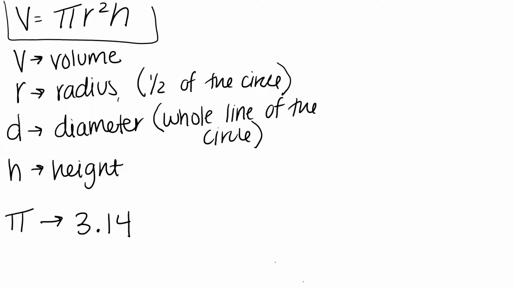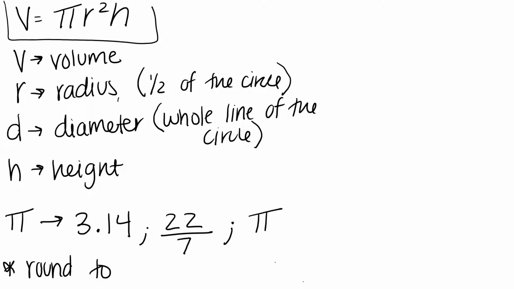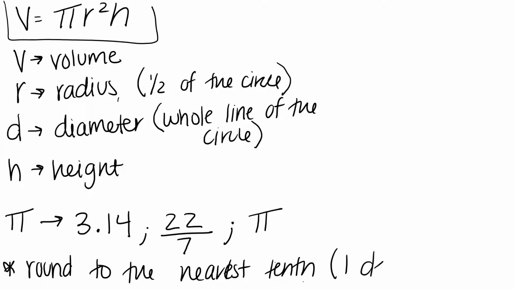Most commonly, you will use 3.14. It may also tell you to use the number 22/7. And if it does not specify, we use the pi button on the calculator. For your final answer, the very last answer, you are going to round it to the nearest tenth. That's 1 decimal place.